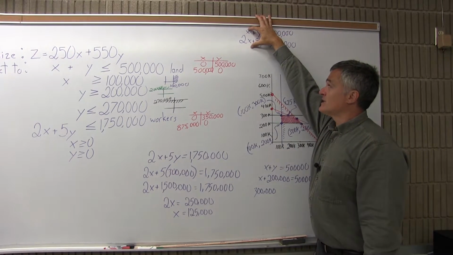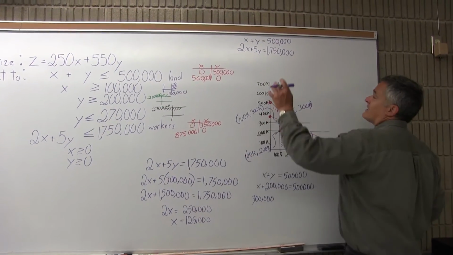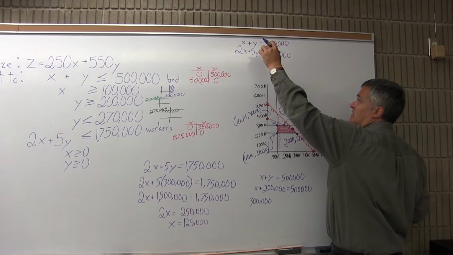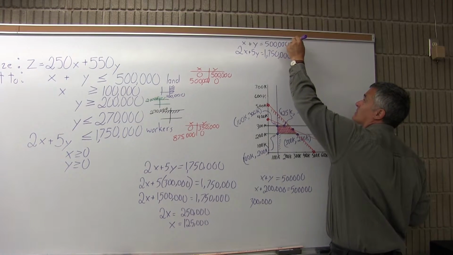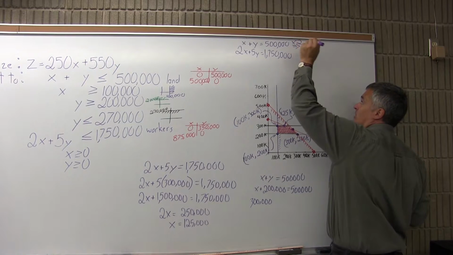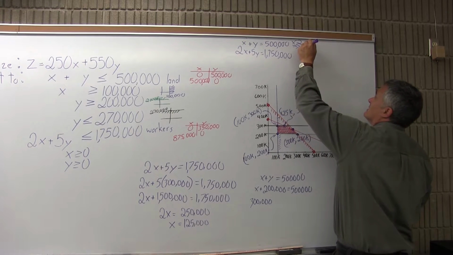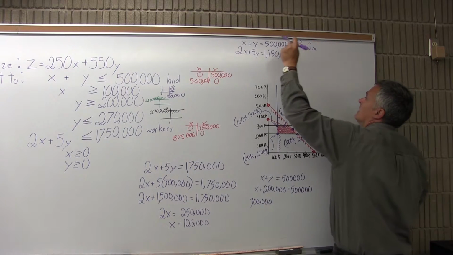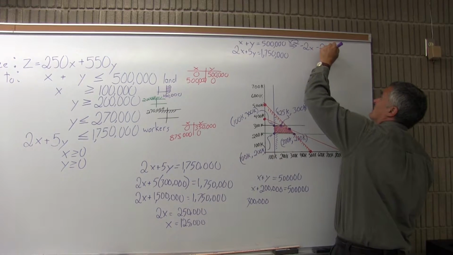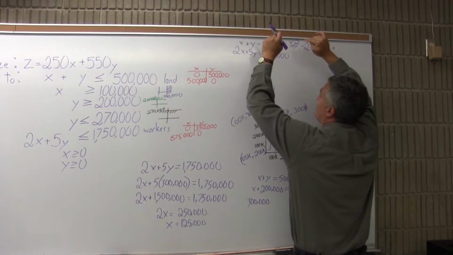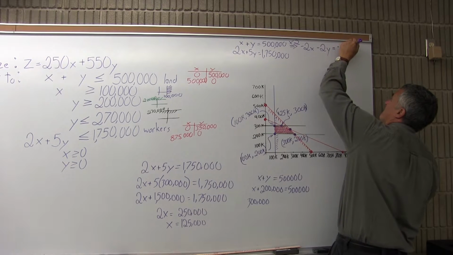I feel for this one the x's are a little easier to deal with, so I'm going to go with x. Now to go with x, I'm going to take the top equation, x plus y equals 500,000. I'm going to multiply everything in that equation times negative 2, right? Not just 2, negative 2. So first, x times negative 2 is negative 2x. Then y times negative 2 is negative 2y. Then 500,000 times negative 2 is going to be negative 1 million.